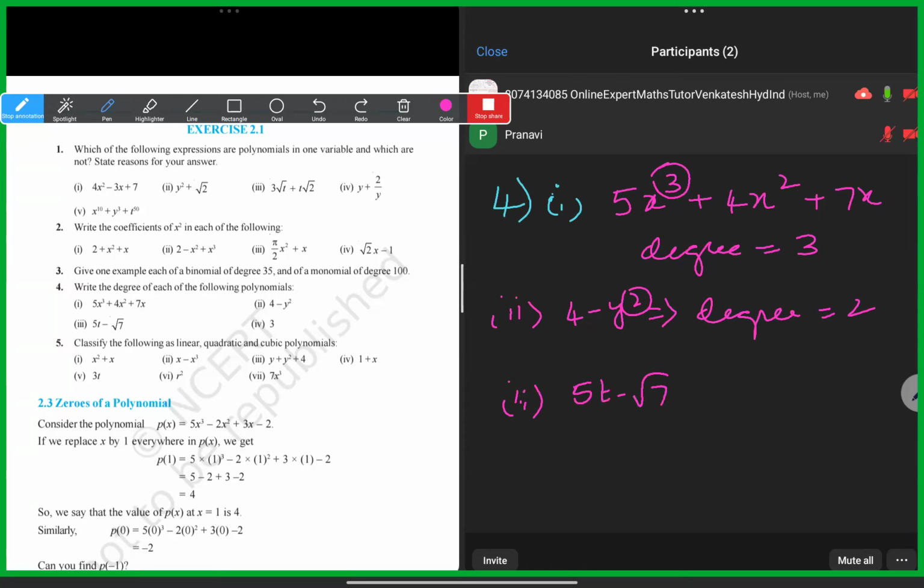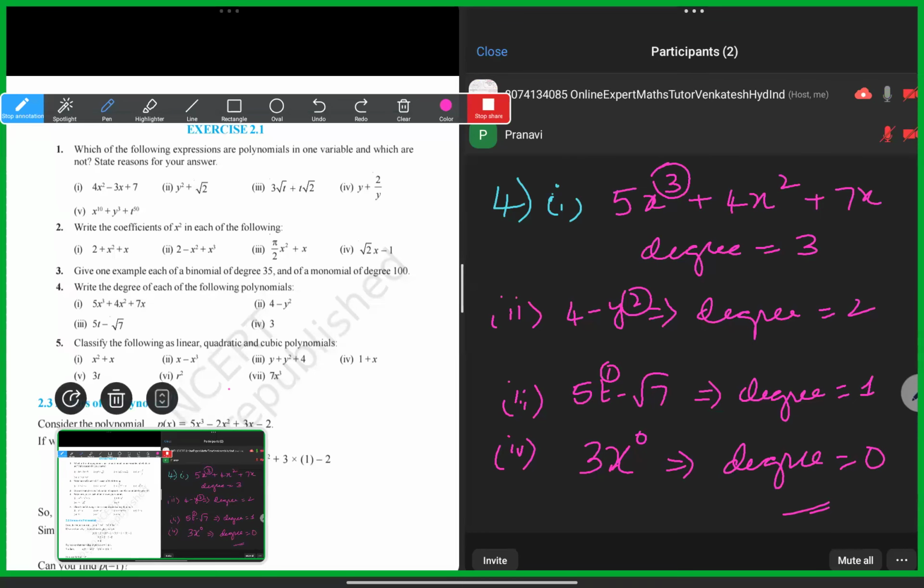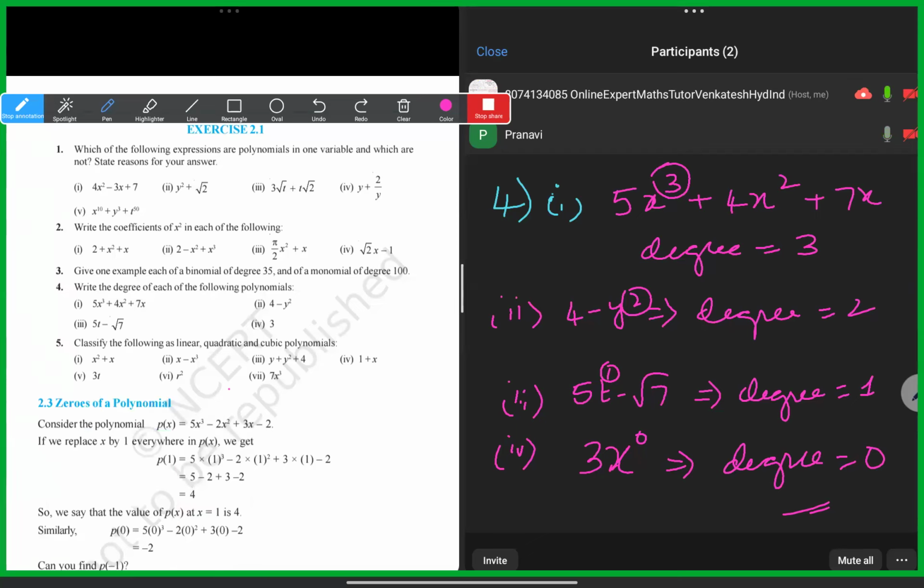5t minus root 7 means degree 1. This is t power 1. And the fourth one, there is no variable inside, so we can write it's a constant polynomial. We can write x power 0 there and write the degree of a constant polynomial. We can write y power 0 or z power 0.